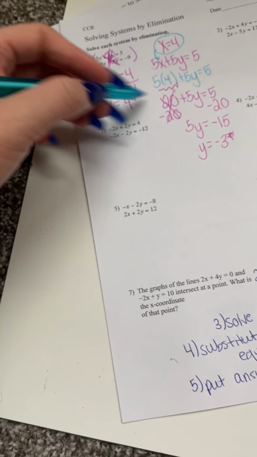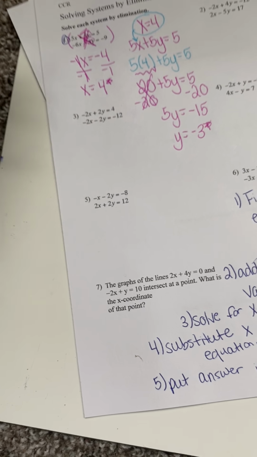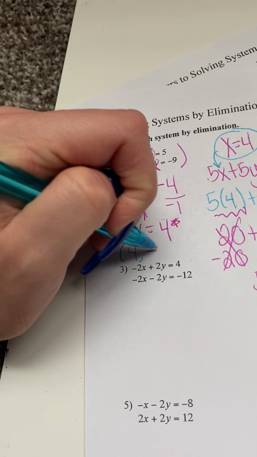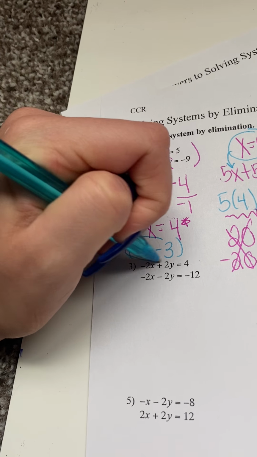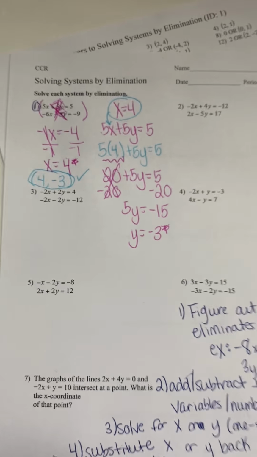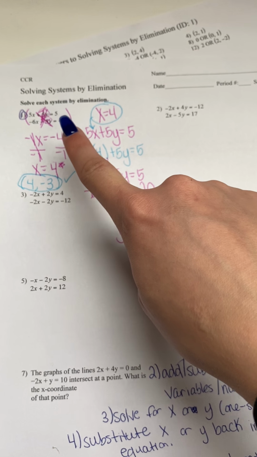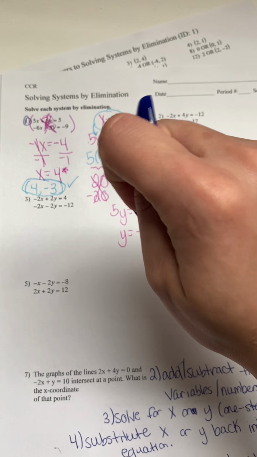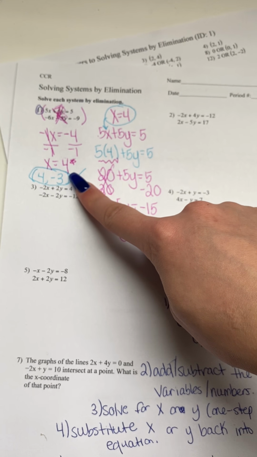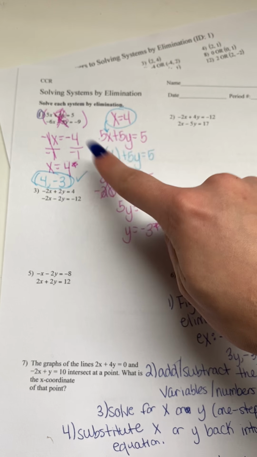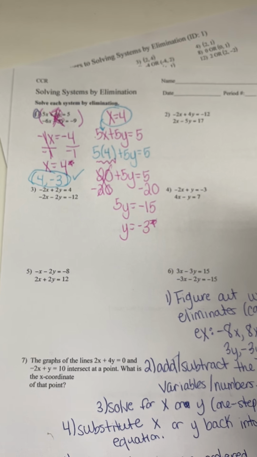Now we need to put 4 and negative 3 into an ordered pair, and that's what I'm going to circle and check mark. So your answer is going to be 4, comma, negative 3 with a circle and a check mark, and you're done. All right, so just the basic gist of this, you're going to eliminate one of the variables. Then you're going to add or subtract down. Solve for that variable, then substitute that back into the easier equation and solve for the other variable.